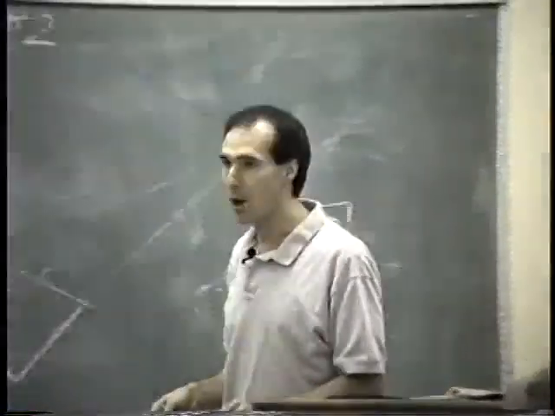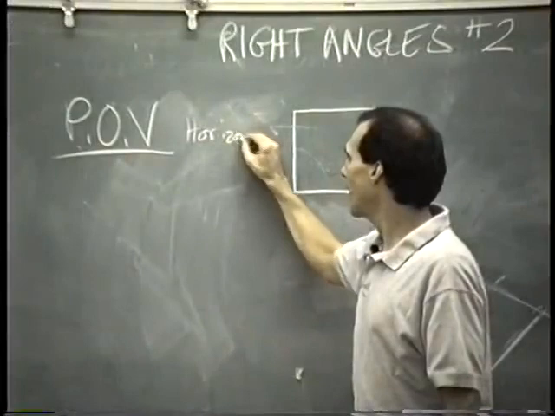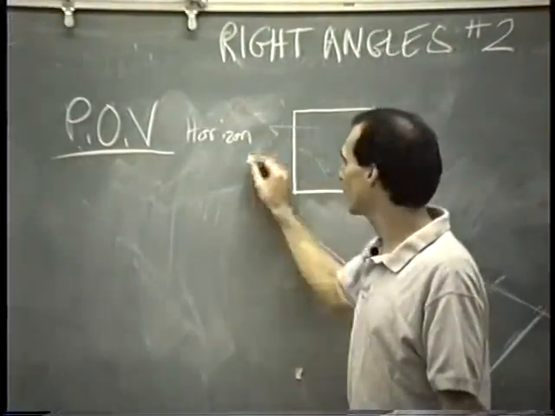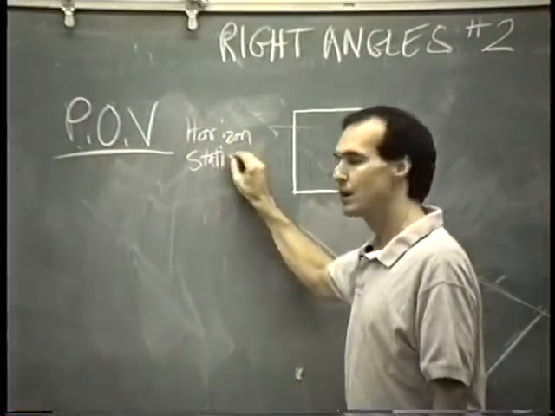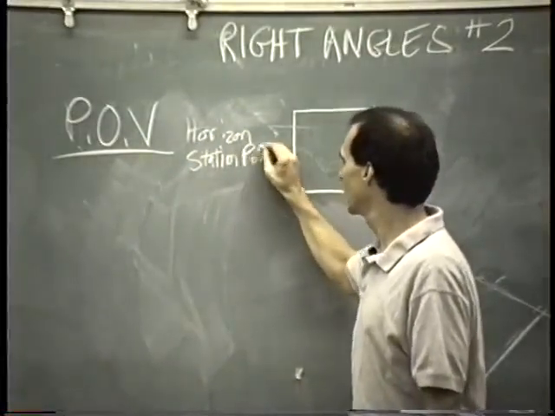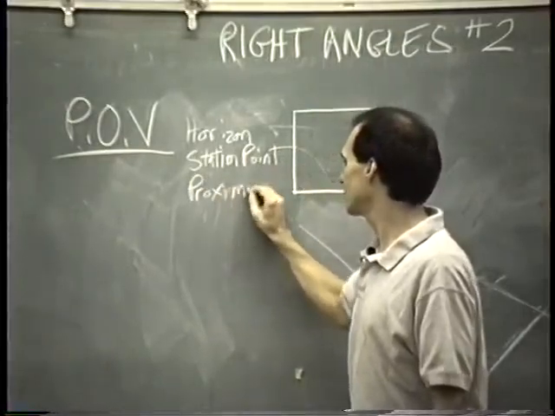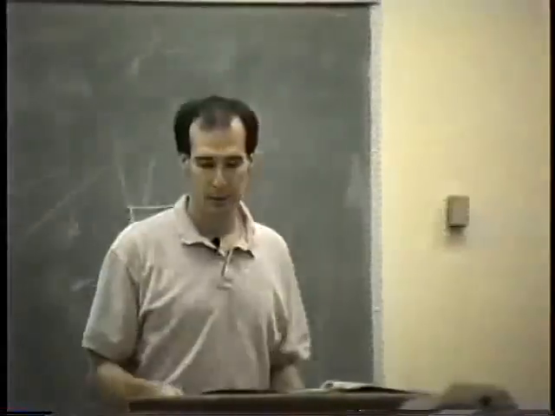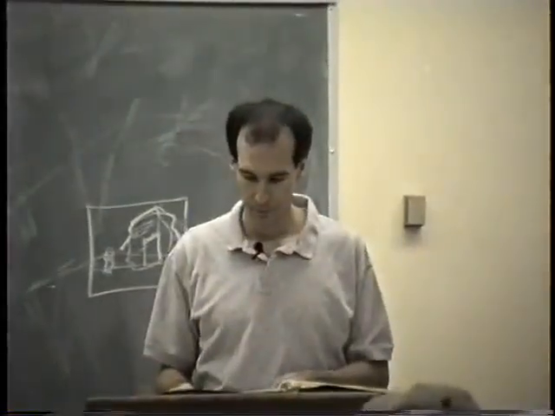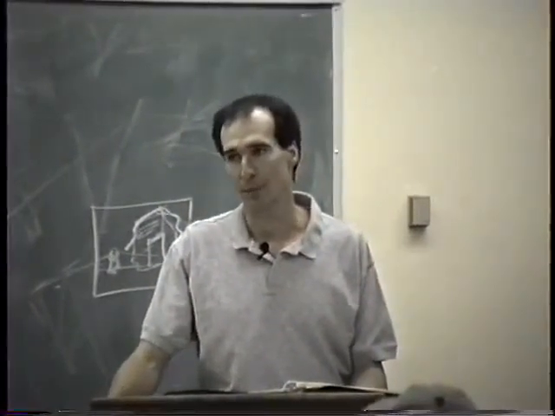So we've got the horizon line for how high the eye level is. We've got, what do we call the thing for left to right? Station point. I'm just choosing this term because it makes sense. And then proximity, how close you are. Things change when you get close up on them.